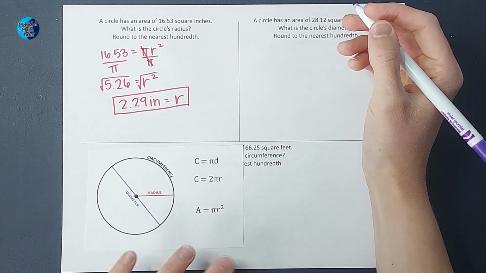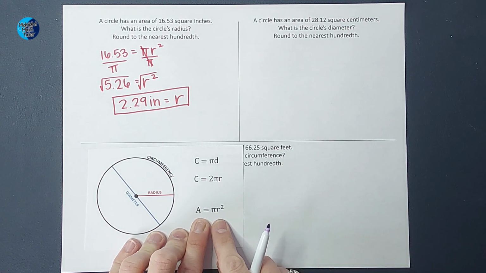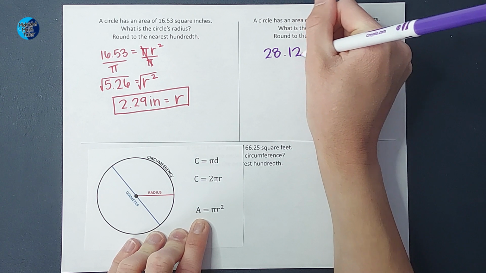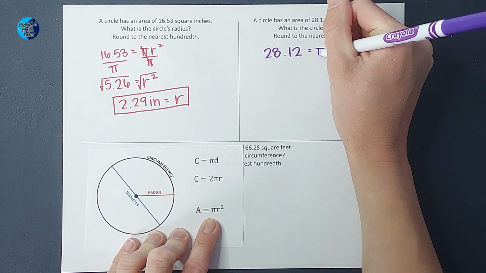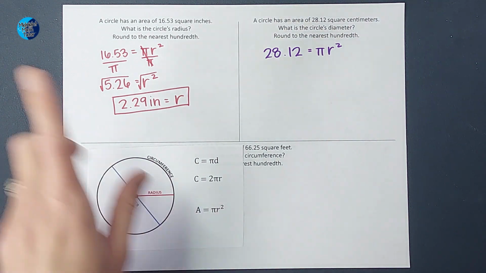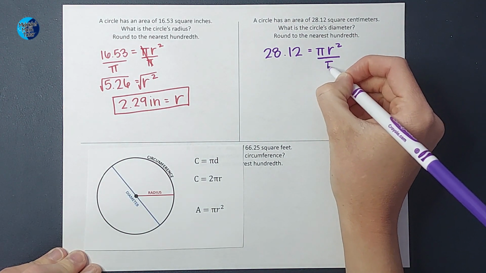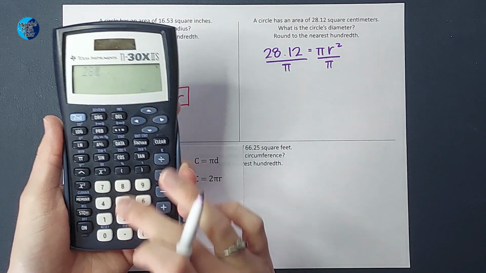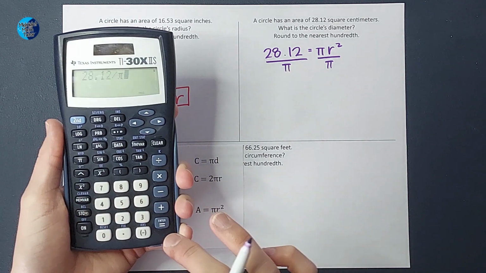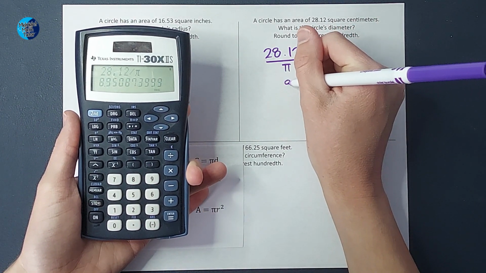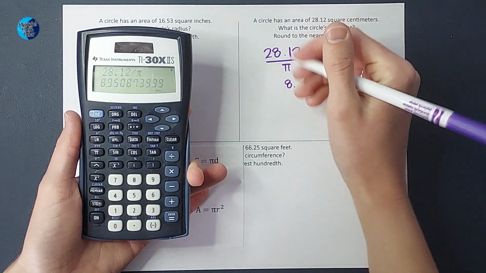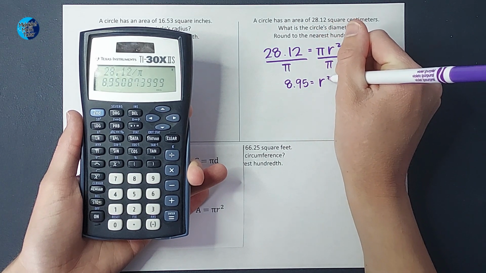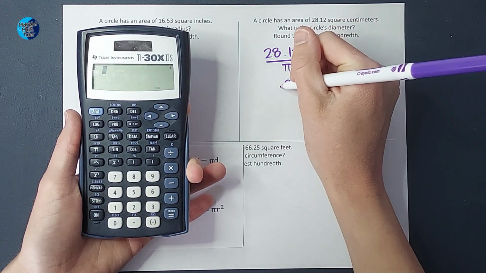Okay, so I know that my area is equal to pi r squared. So my area is 28.12. That is equal to pi times my radius squared. Okay, just like over here, we are going to divide pi off and end up with 28.12 divided by pi. And I get 8.9508. I'm going to round that to 8.95 equals r squared. Then we're going to take the square root of both sides.